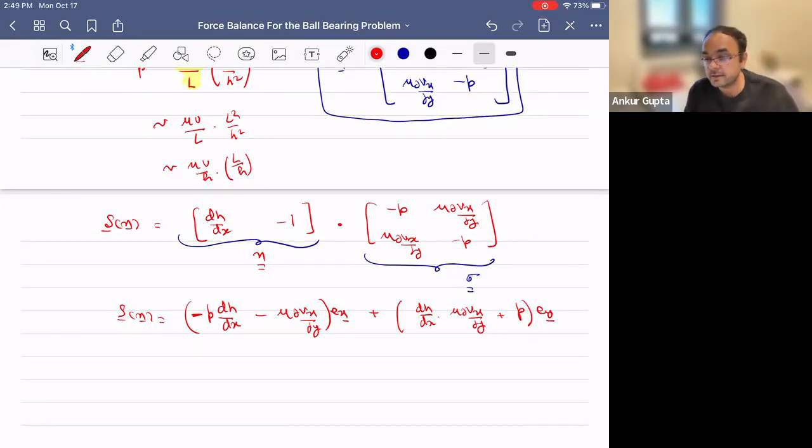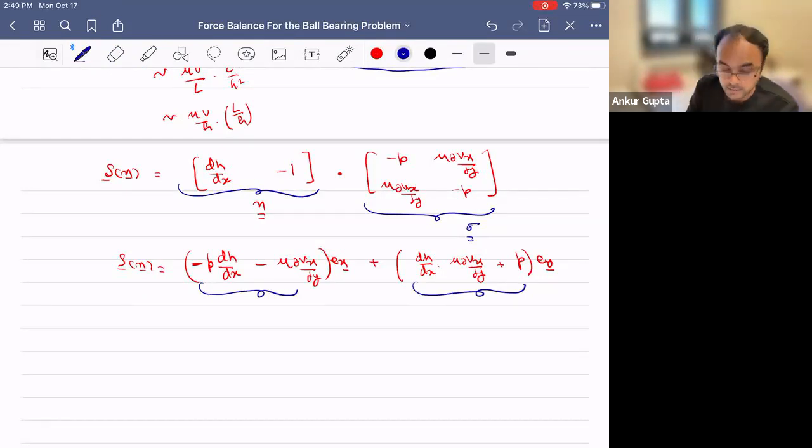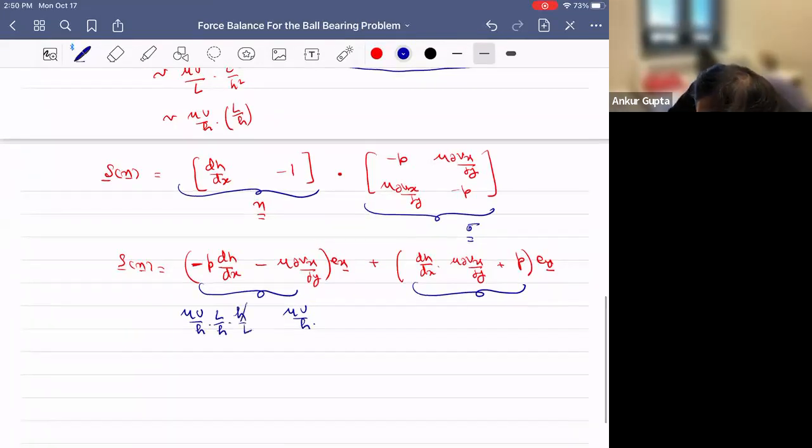Now again, I have several terms in the system. I have Ex and Ey. Note that I cannot compare any Ex and Ey. Ex and Ey are different directions. So I can only compare these two terms and these two terms. Okay. Now I have scales for each of them. So the scale for mu del Vx by del y is mu u by h. Scale for pressure was mu u by h into L by h. And dH by dx is h by L. So you can see that these two terms have similar scales. I cannot ignore any of them.